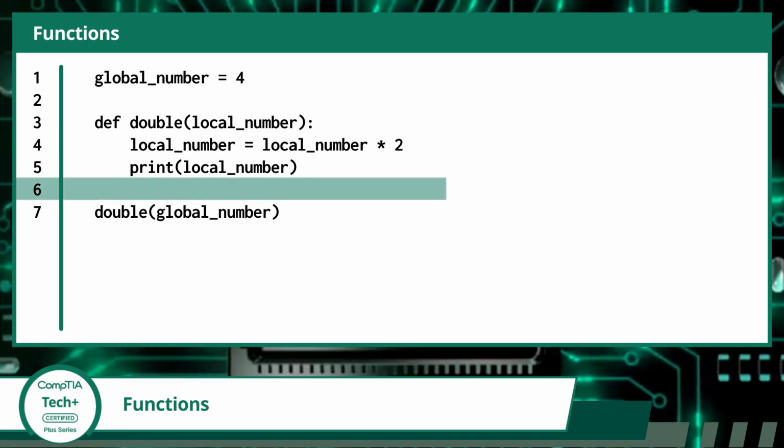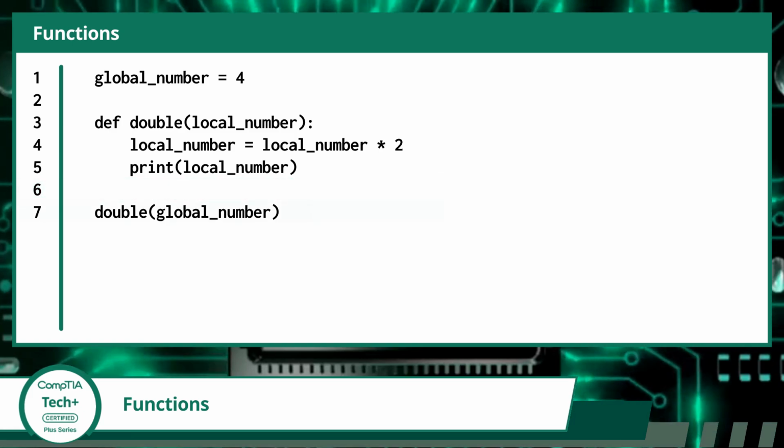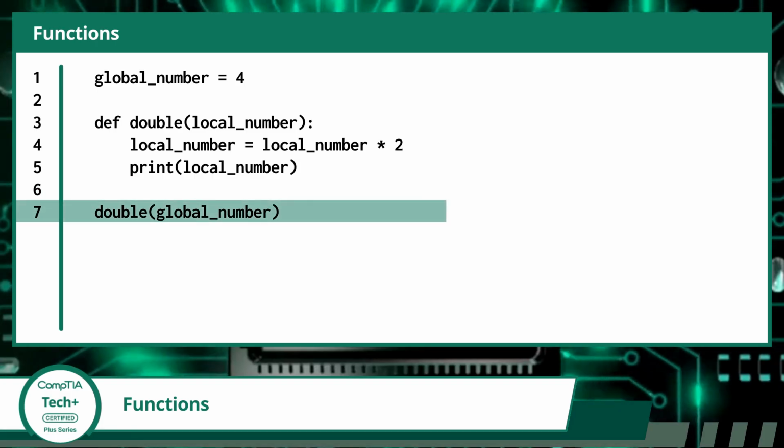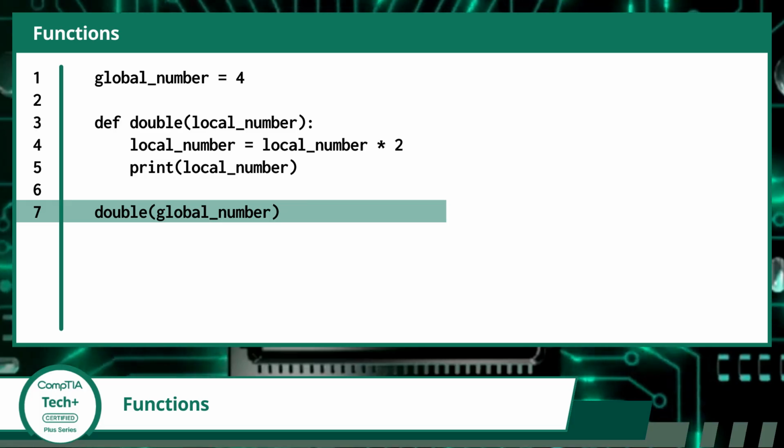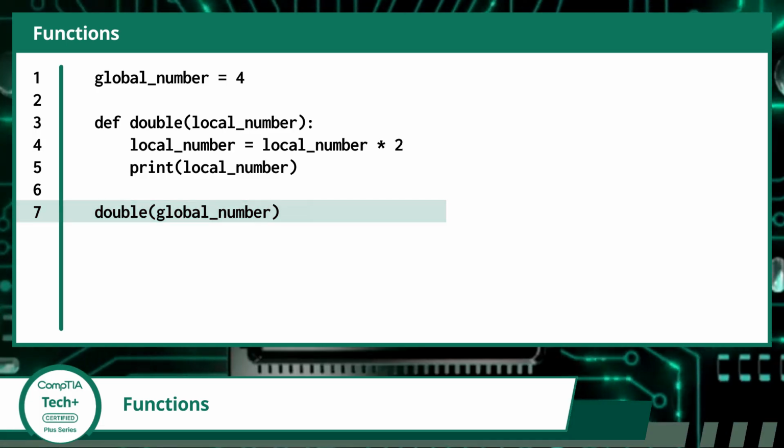On line 6, I have left another space to assist in the readability of the code. On line 7, we call the function double by using its name. Inside the parentheses is our variable global number. This is the input we will pass to the function. This input will then become our parameter or variable named local number. And that is what a function will look like in code.